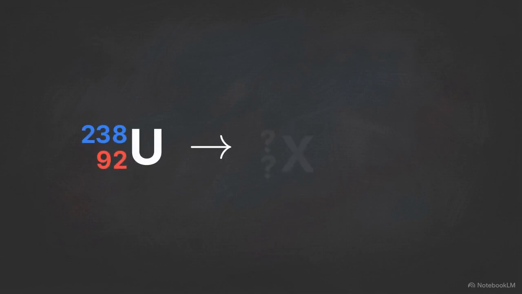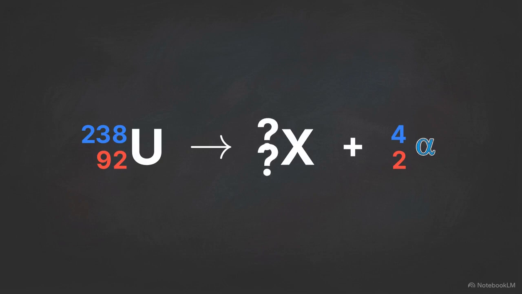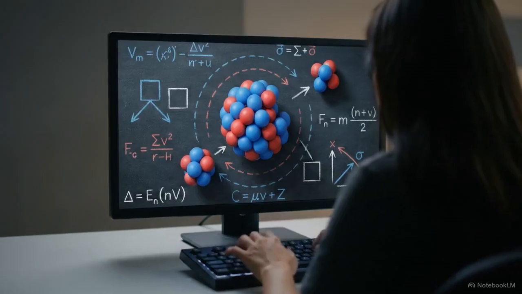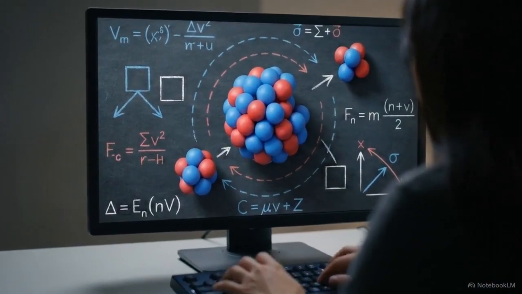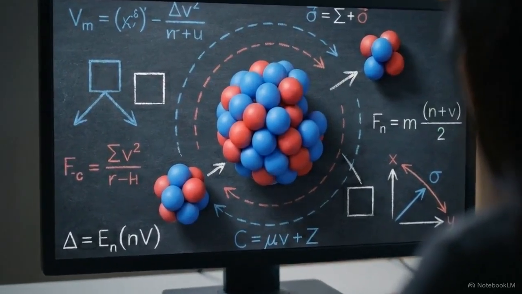Uranium-238 is undergoing alpha decay. You need to determine the mass number and atomic number for the resulting daughter nucleus. Run the math for both the top and bottom rows, and put your final numbers and the name of the element in the comments.